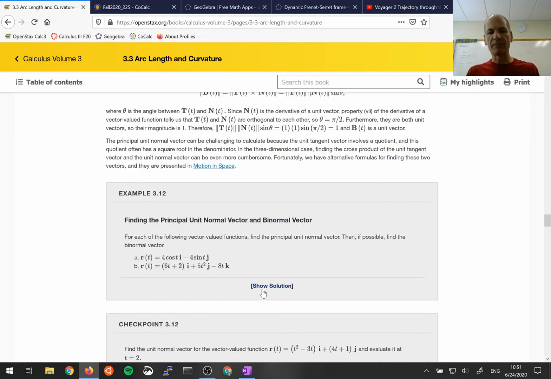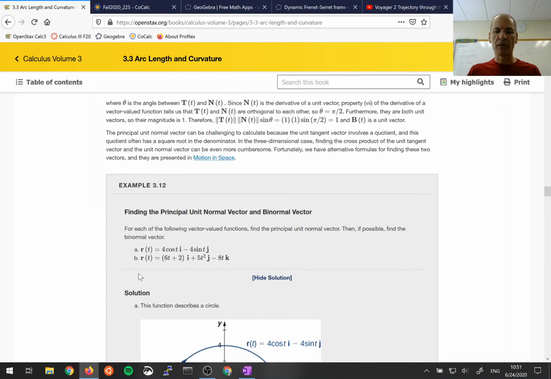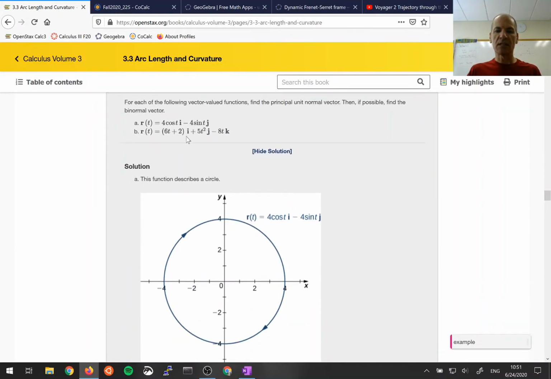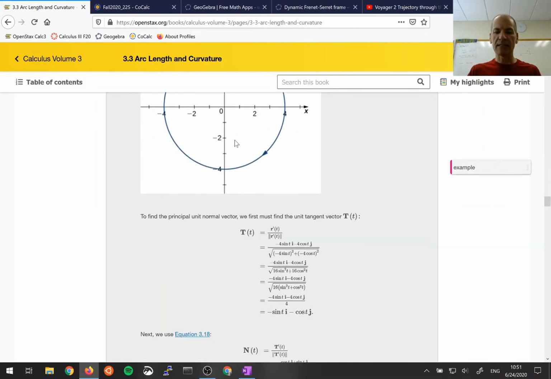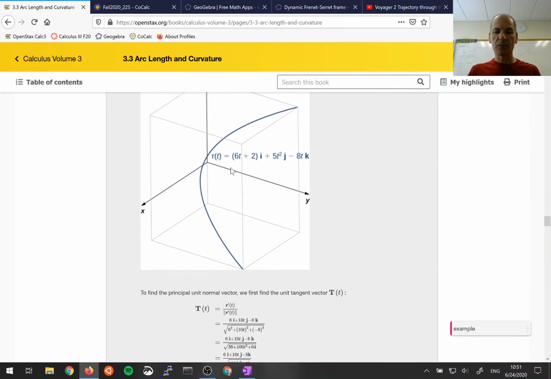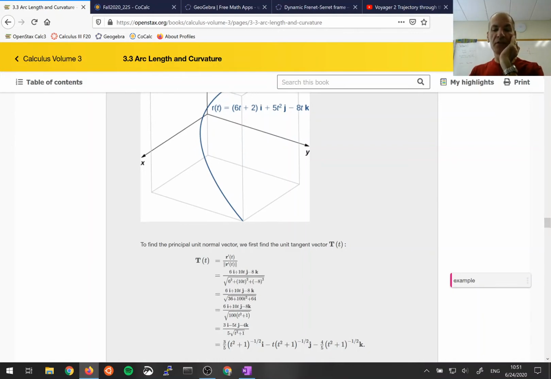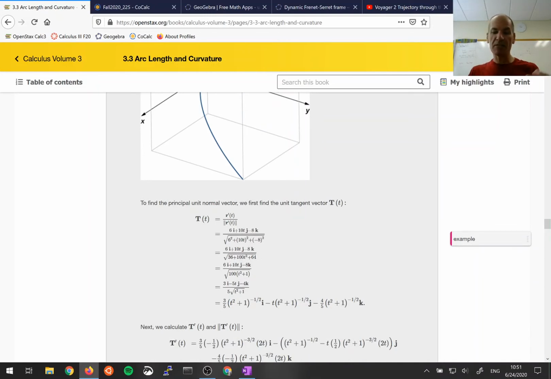Actually, you know what, before I do that, let's do a quick calculation here. Let's look at computing the unit normal vector and the binormal vector for, say, part B, this 6t plus 2, 5t squared minus 8. Okay, carrying down, here we've got this curve. All right, you want to find the unit tangent vector first, and that's just r prime of t over the magnitude of r prime of t. And you can see these are messy calculations.